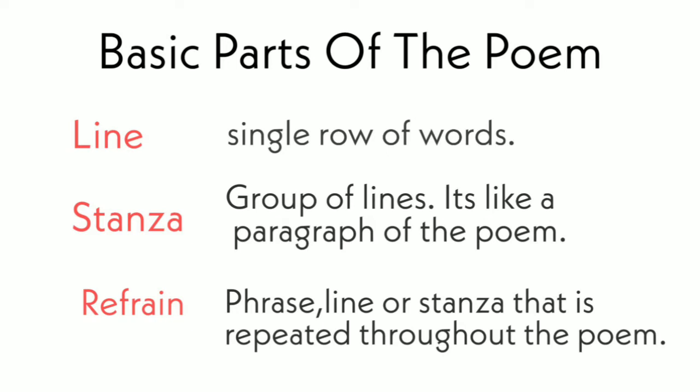A group of words in a row is a line. Each row of a poem is called a line, and a group of those lines is called a stanza. It's like a paragraph and we call it stanza.